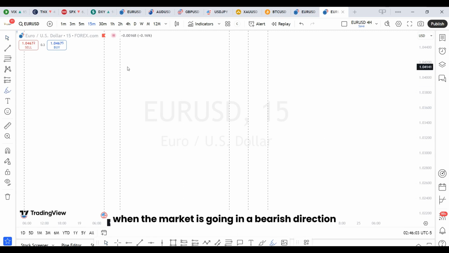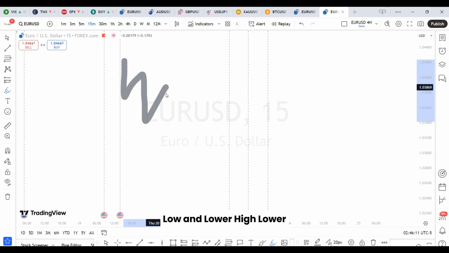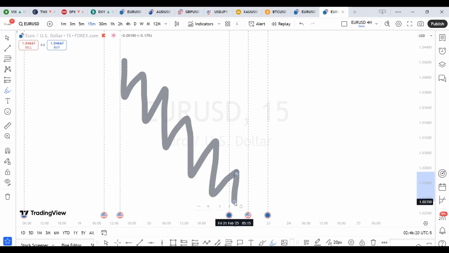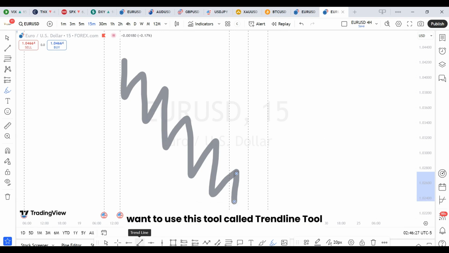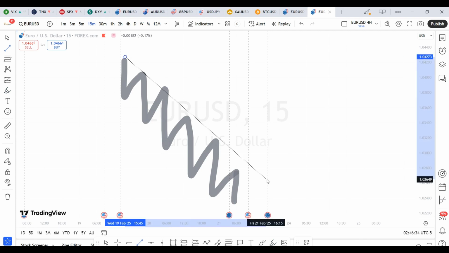Now, what happens is that when the market is going in a bearish direction, it goes like this, forming lower low and lower high, lower low and lower high, lower low and lower high. Now, for this bearish movement, we want to use this tool called the Trendline tool to identify that there is a trend forming on this level.